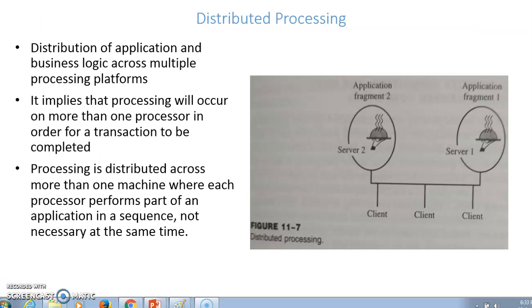The next topic is distributed processing. Distribution of application and business logic across multiple processing platforms. That means one application is done on two different servers. That means the process will occur on more than one processor.